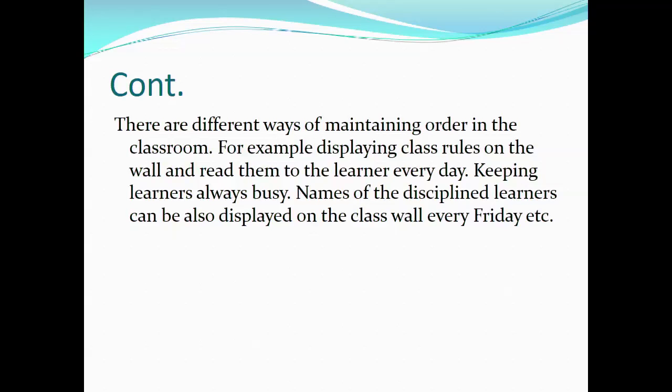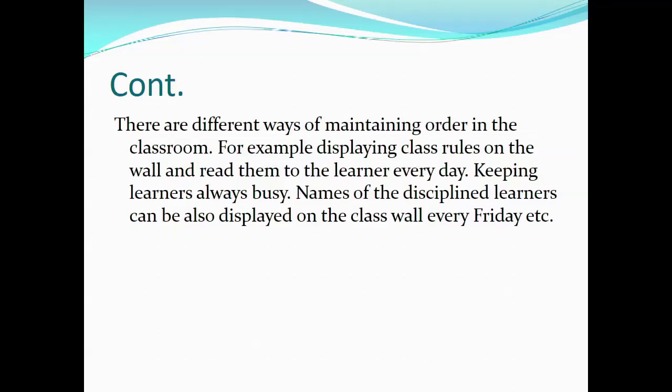For example, display class rules on the wall and read them to the learners every day. Let learners know what is expected from them and what is not expected from them. Read these rules to the learners maybe every morning, or if one of the learners in the class breaks one of those rules, call him or her in front and show them, can you read this one for me? You ask her to read that rule loud in the class, and that is reminding him or her that what she did is really against the rules of the class.